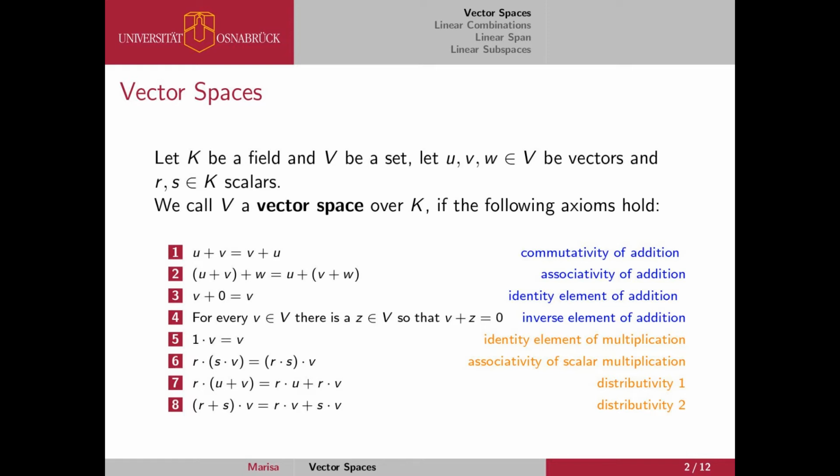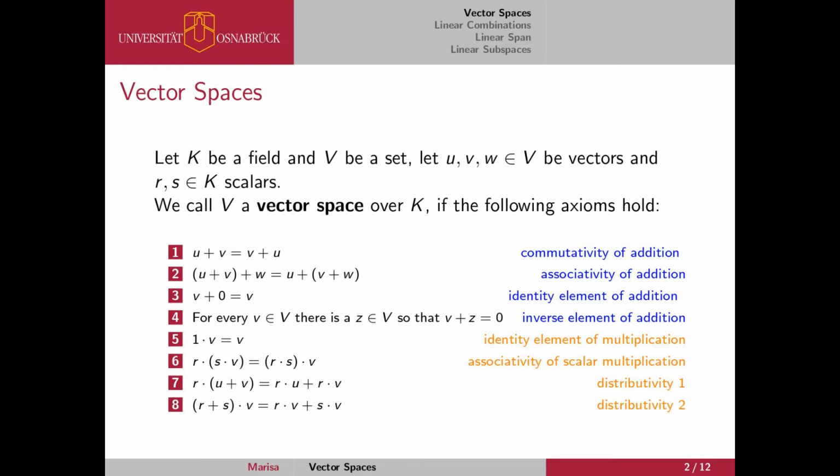The first one states that u plus v is equal to v plus u. So the direction of the vectors, when you add them, is not important. It's equal, whether you say u plus v or v plus u. And this is referred to as the commutativity of addition. The second one, which is the associativity of addition, states that (u plus v) plus w is equal to u plus (v plus w). So here it doesn't matter in which order you add them.